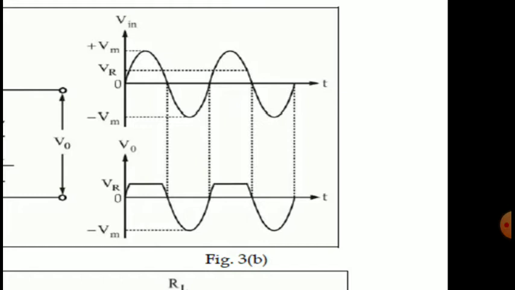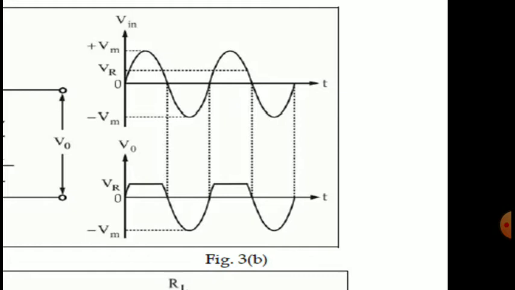Now repeat the entire cycle again and again, it will be the same. So observe the output waveform. What did we get here? For V input less than VR, whatever the waveform we have in the input, V output will be equal to V input. But for V input greater than VR, we have V output equal to VR, the V reference.